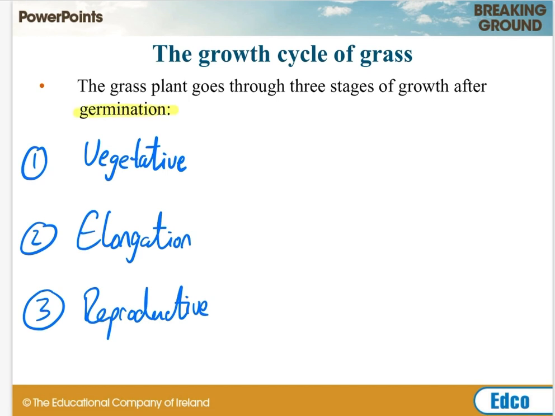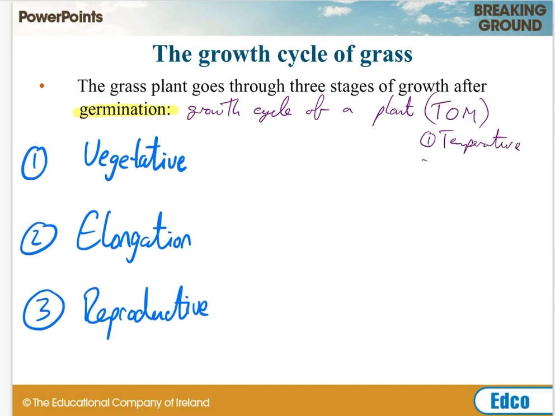So germination, put simply, is the growth cycle of a plant. What are the 3 conditions that are needed for germination? I always remember them as TOM. So we have 1, temperature, 2, oxygen, and 3, moisture. In our vegetative stage, our leaves develop.